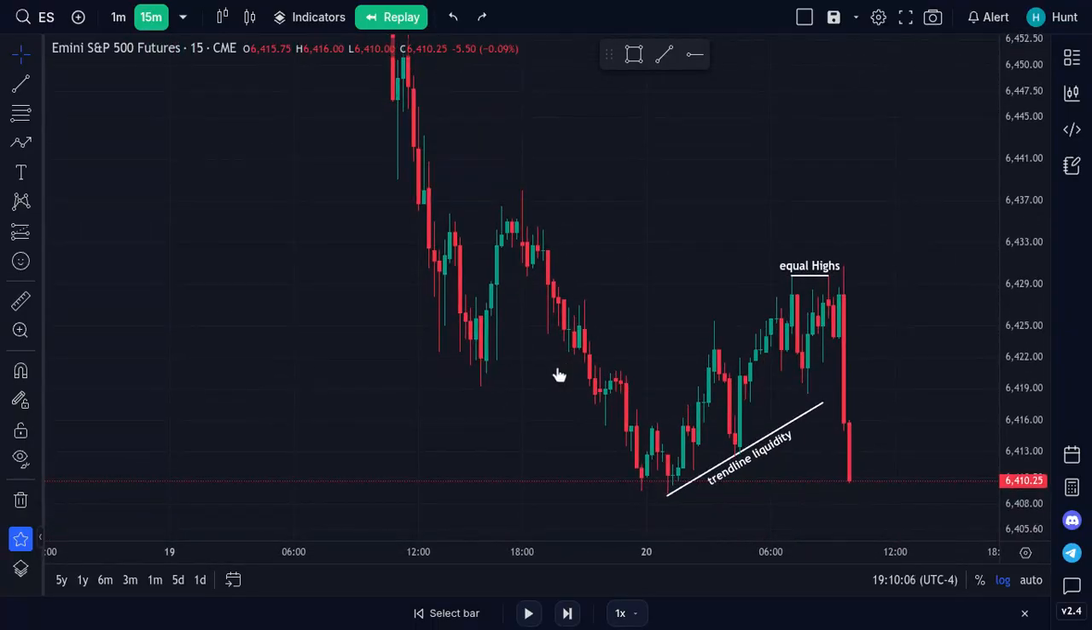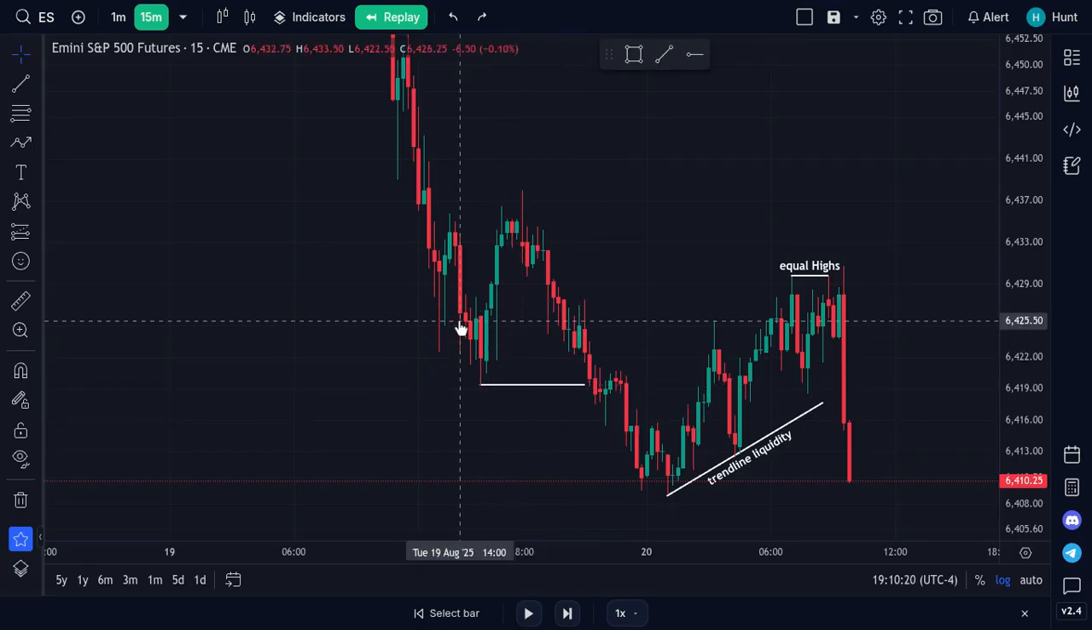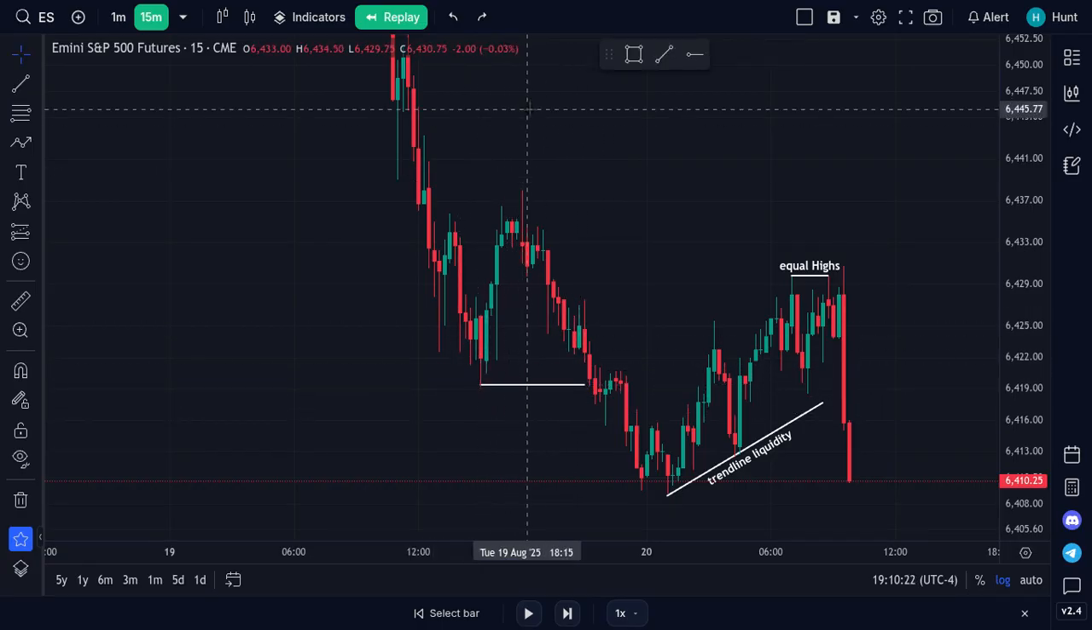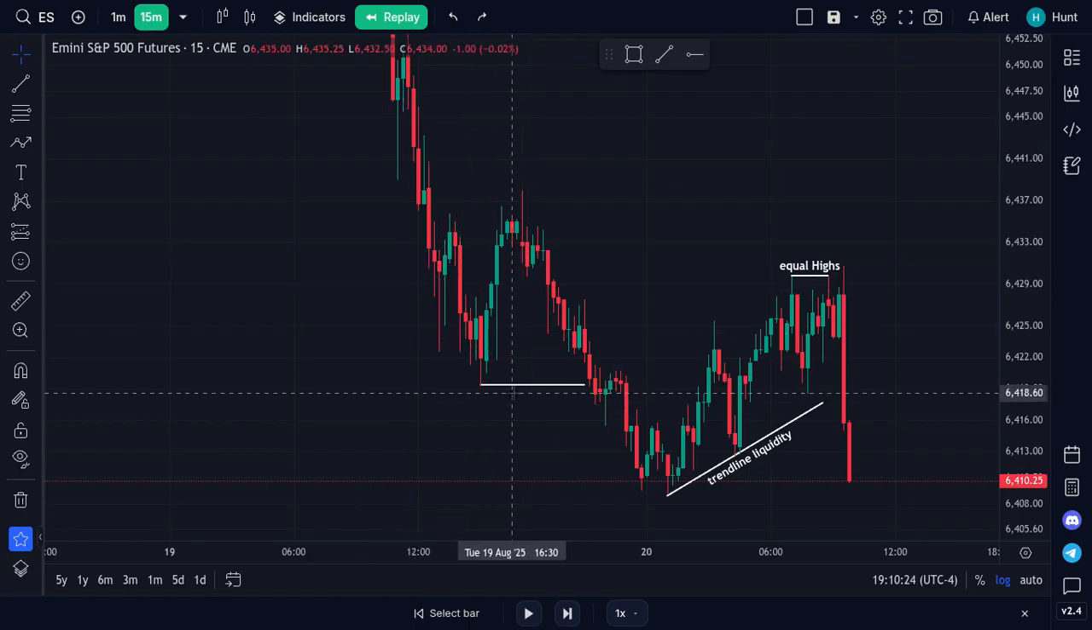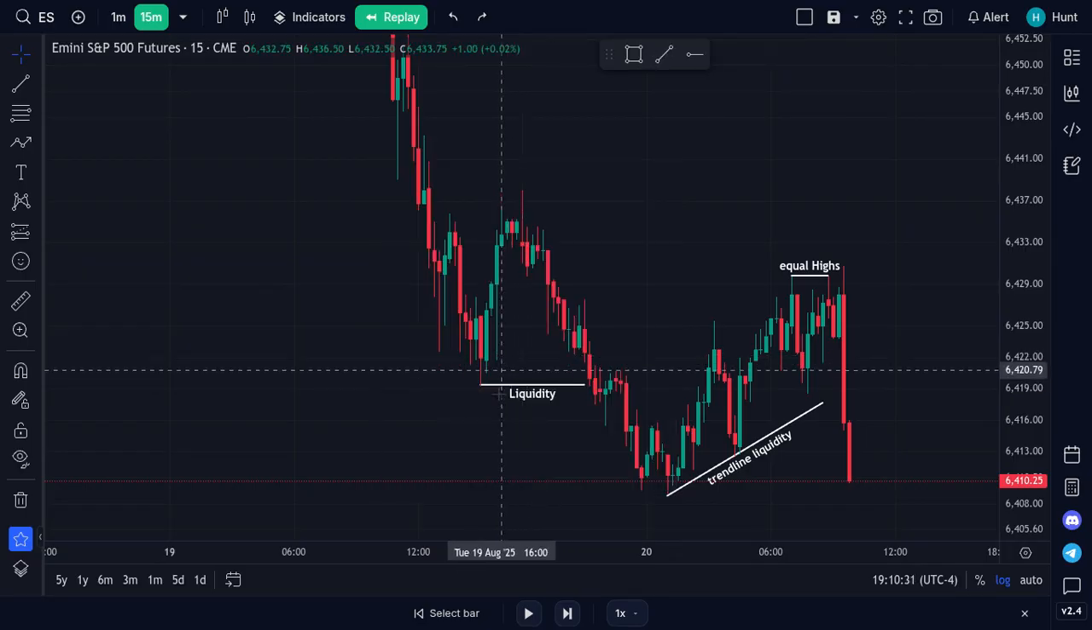So remember, we have trendline liquidity, equal highs, and the other main form of liquidity is just regular highs and lows. So you could also be looking at this. If we look at this low here, this is obviously a low. Because why is this a low? Because price comes down and then it pivots up, right? So that is a low. You could just call this liquidity, because objectively there is liquidity under every high or low.